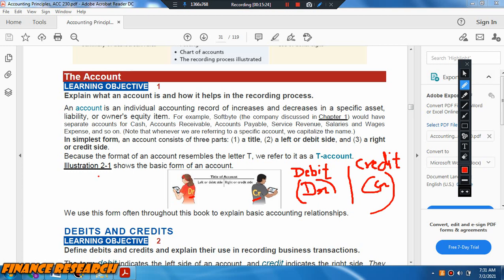How do we make the T? We make the T like this. On the left side, what do we write? We write all the debit transactions, madin, and on the right side we mention all the credit account. So what exactly is the debit and credit, and what are the rules? That depends upon what kind of account we have. So we will just mention it quickly.